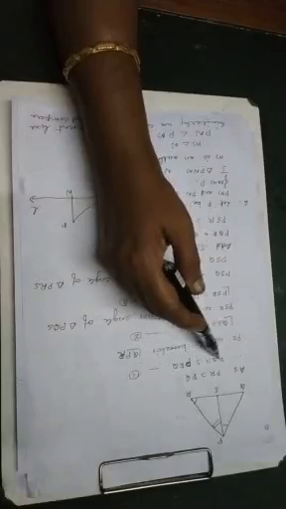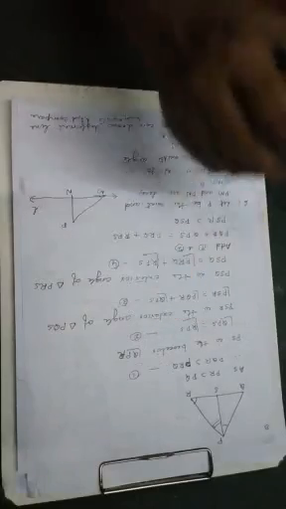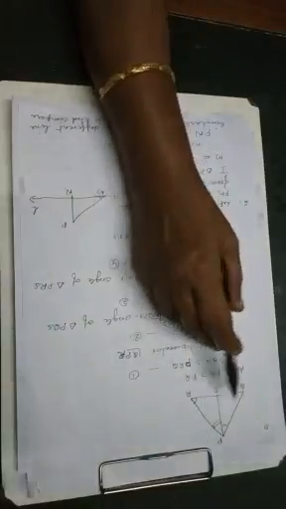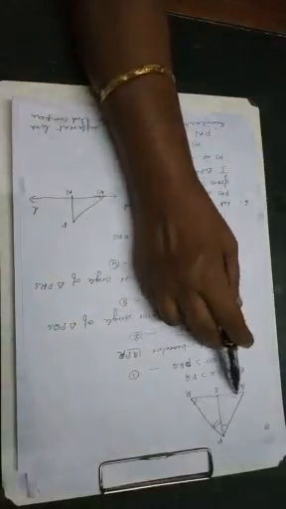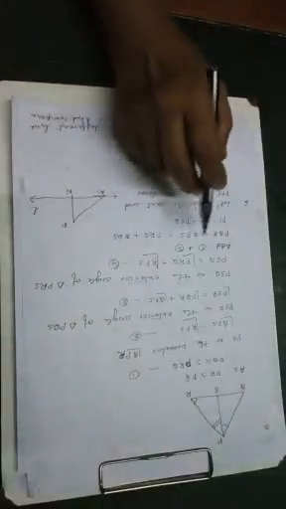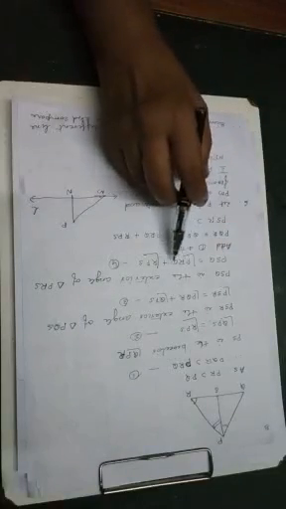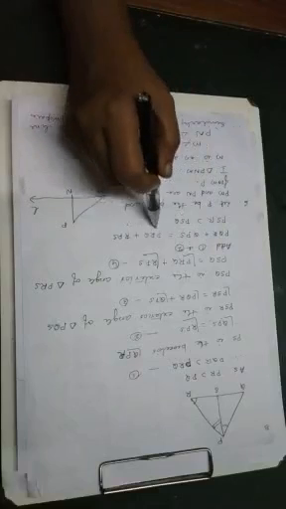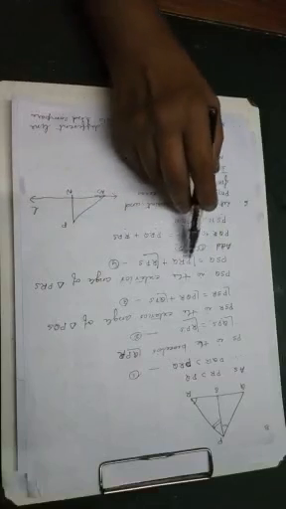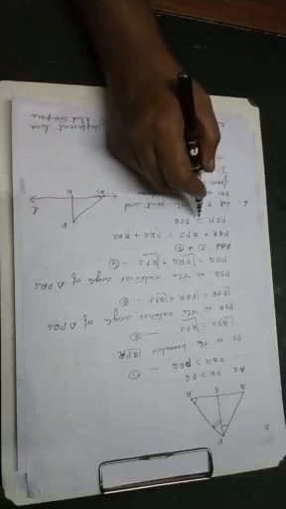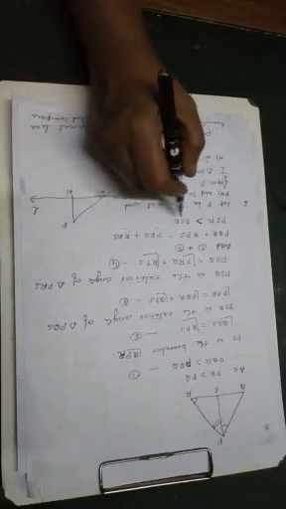What are you getting? PQR plus QPS. What is PQR plus QPS? PQR plus QPS, that means it is PSR. And what is this side? PRQ plus RPS, that is equal to PSQ. So PSR is greater than PSQ.